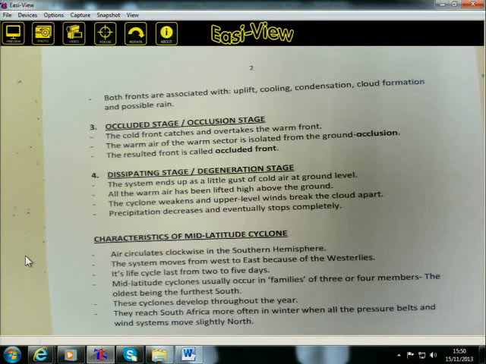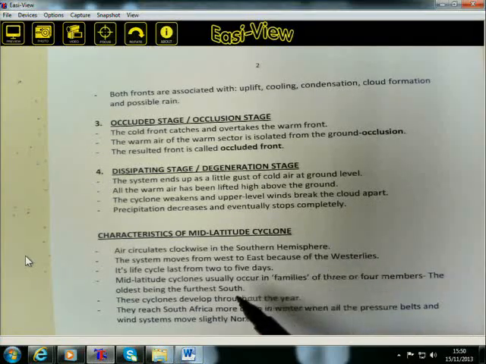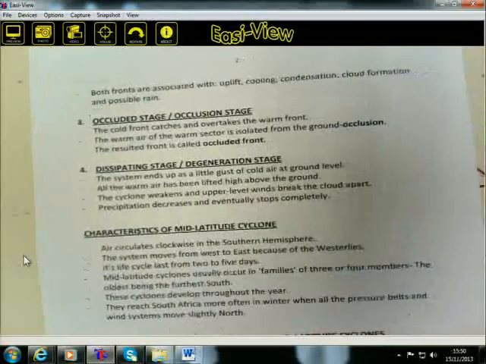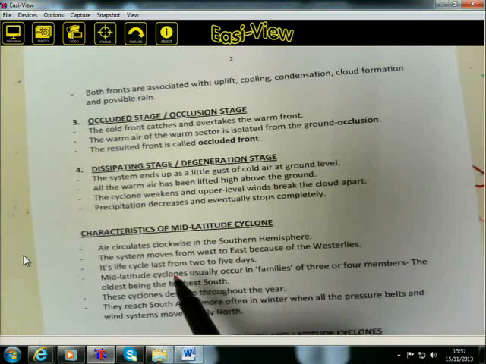What happens is that the system ends up as a little gust of cold air at the ground level, and all the warm air has been lifted high above the ground. The cyclone weakens and the upper level winds break the cloud apart. Then note, the precipitation decreases and eventually stops completely. That is what is happening in the dissipating stage.